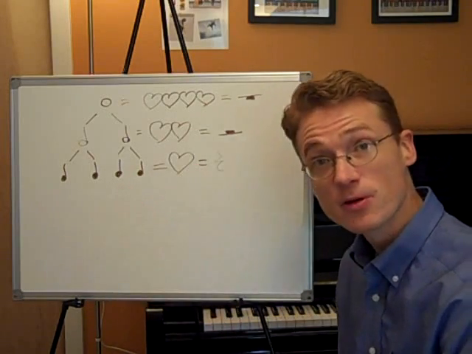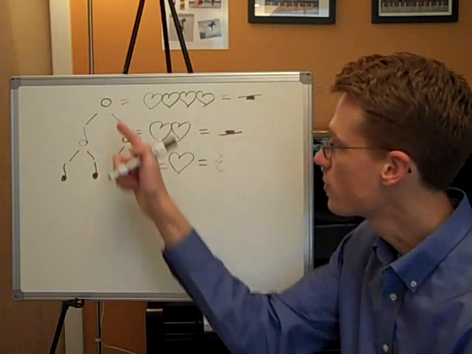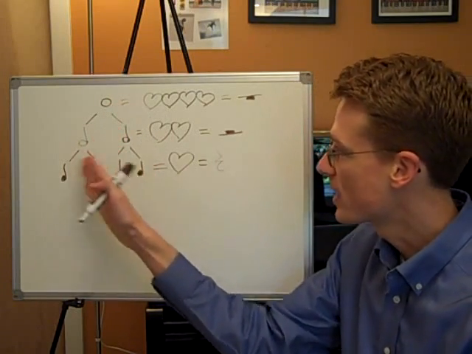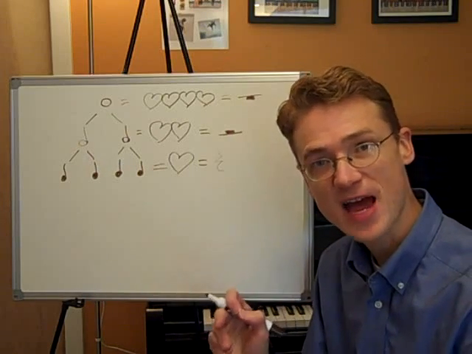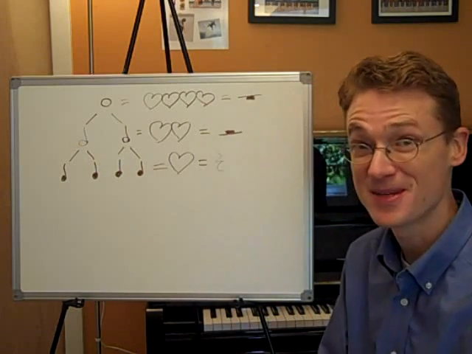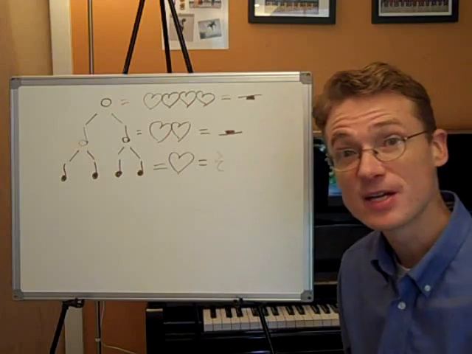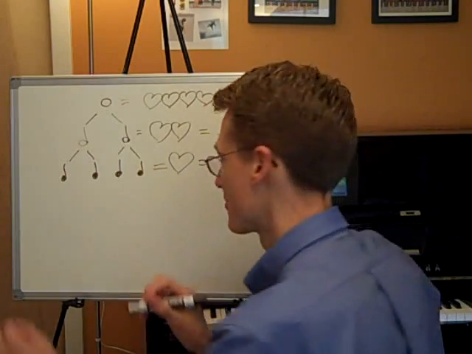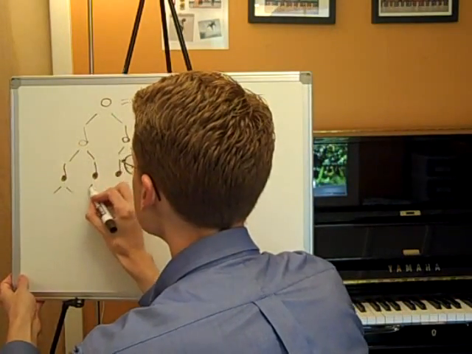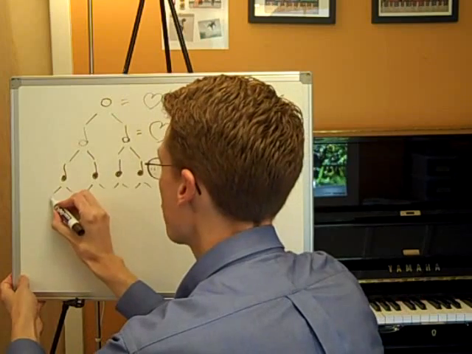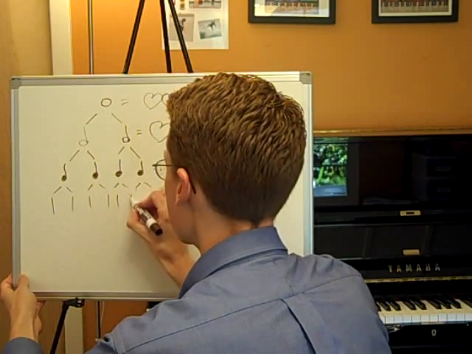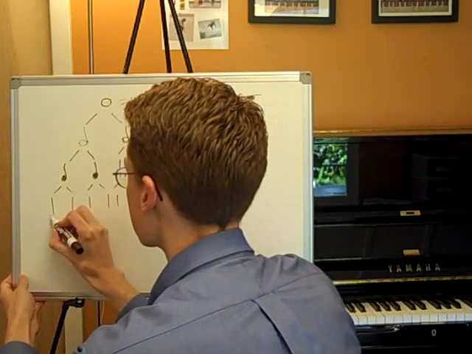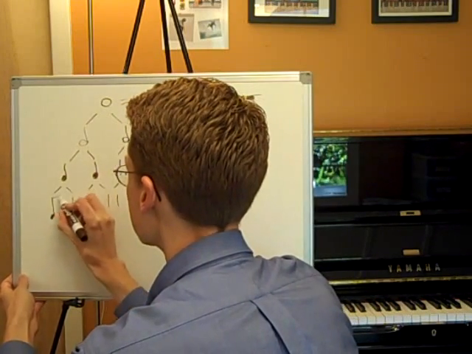Now we can keep going from here. You'll notice that every time we cut a note in half, it gets twice as fast in relationship to the beat. Now we can even cut a quarter note in half. If we cut every one of these quarter notes in half, how many notes would we be able to get? Let's find out.